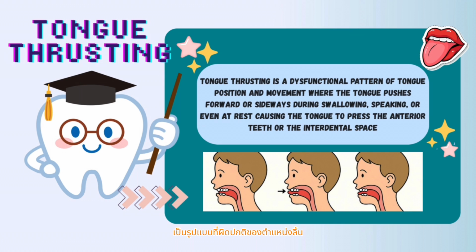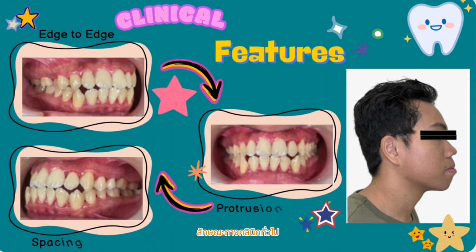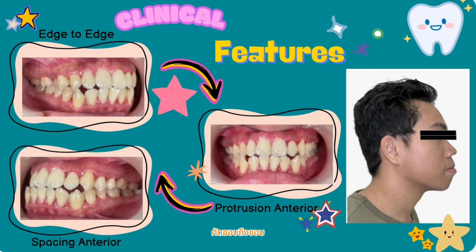Tongue thrusting is a dysfunctional pattern of tongue position and movement where the tongue pushes forward or sideways during swallowing, speaking, or even at rest, causing the tongue to press against the anterior teeth or the interdental space. Common clinical features found in patients with tongue thrusting are edge-to-edge bite, anterior protrusion, and anterior spacing.